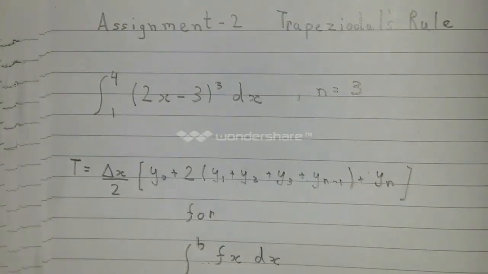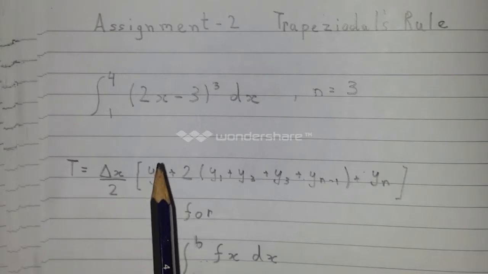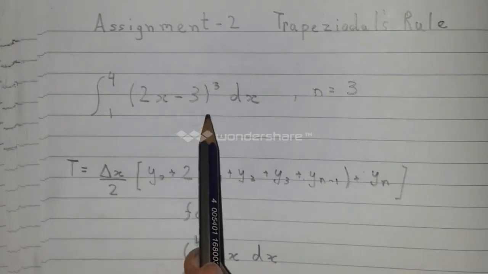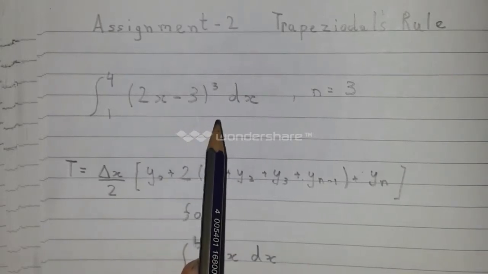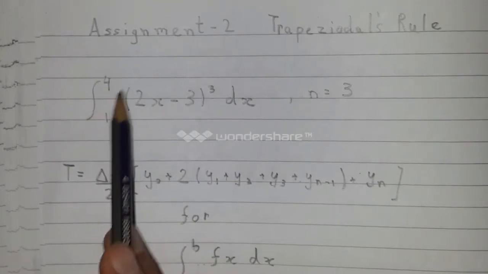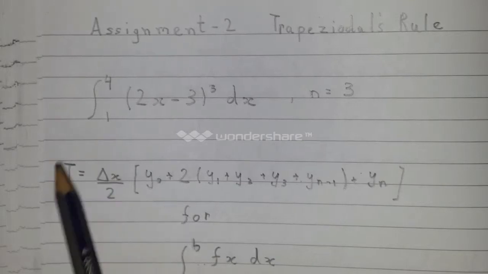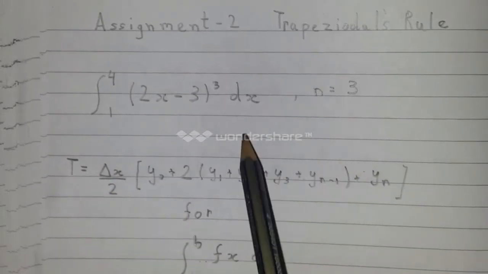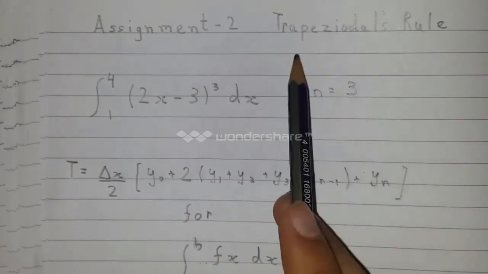On behalf of my group, I am going to be attempting to solve assignment 2 question for engineering mathematics 1. Specifically, the question given to us is (2x minus 3) whole cube that has to be integrated with respect to x with the limits given as the upper limit 4 and the lower limit 1. And specifically for this question we are going to be using the trapezoidal rule.